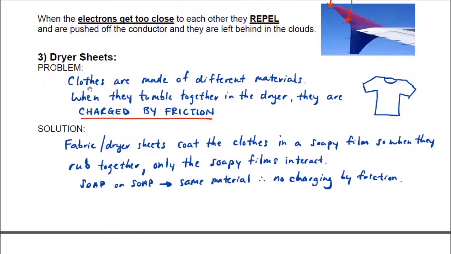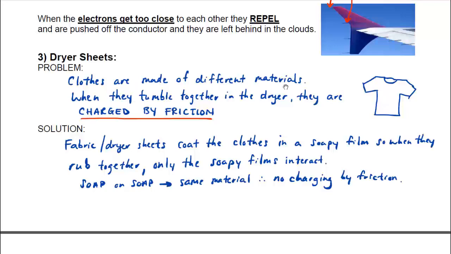it lands. You've probably noticed before, if you help with the laundry, that when the clothes are made of different material and they tumble together in the dryer, they get charged by friction. Sometimes you'll see a sock stuck to a t-shirt or something like that. Why does that happen? Well, again, it's the charging by friction. They're made of very, very different materials.